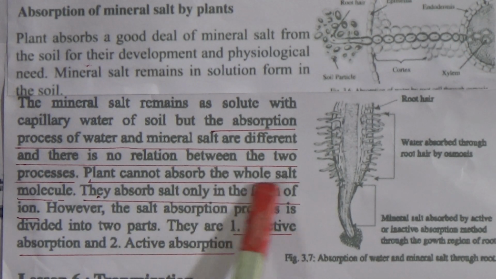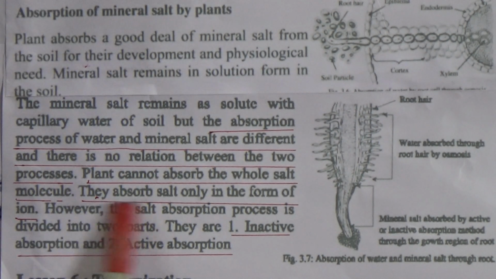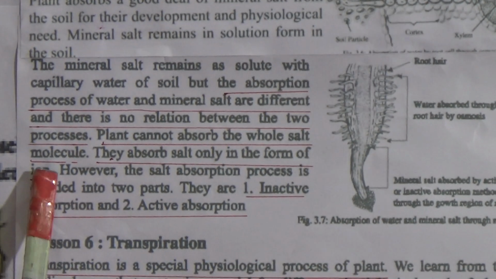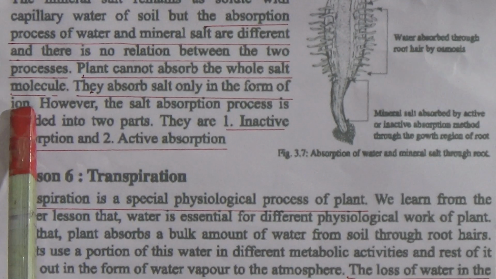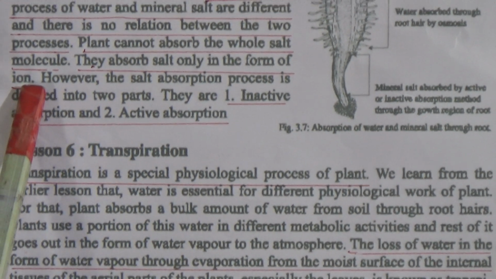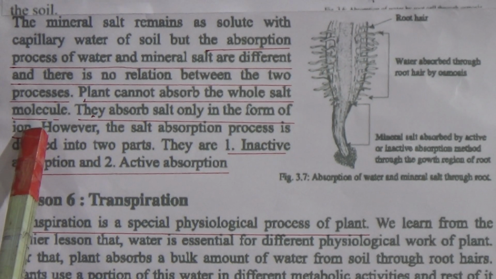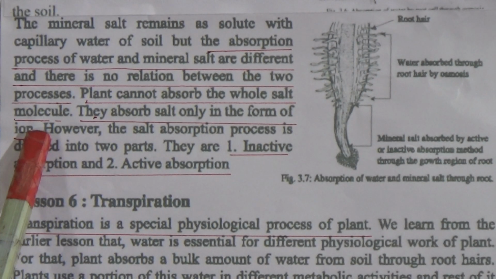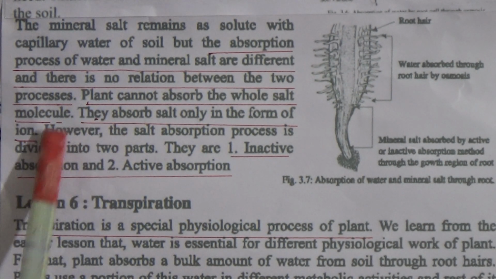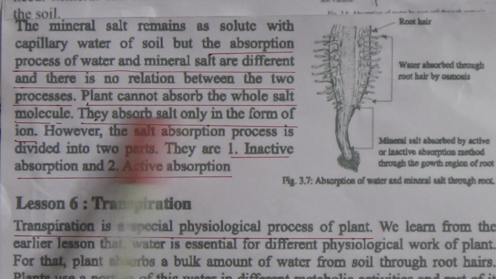Plants absorb water, but not the whole salt. Plants cannot absorb the whole salt molecule. They absorb salt only in the form of ions. If they are taking potassium chloride as the mineral salt, first the plant will absorb the potassium ion and then the chlorine ion. That means the plant can't absorb the salt in whole form.